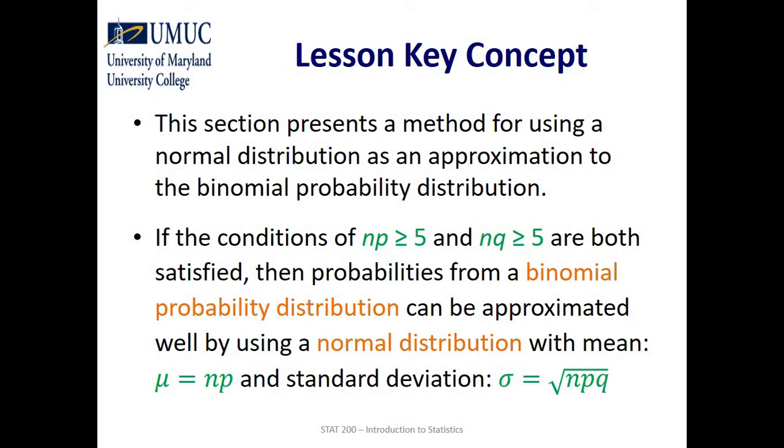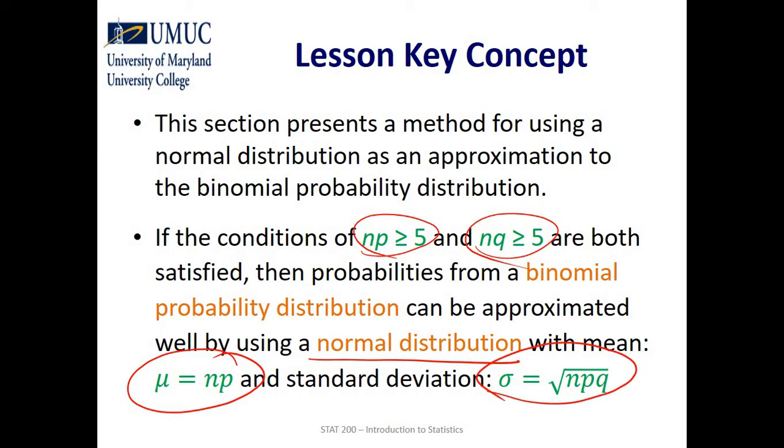We have a couple of requirements that must be satisfied before we can do this. The first is that np has to be greater than or equal to 5. In this case, n is the number of samples that we're looking at, and p is the probability of success in each trial. n times q also has to be greater than or equal to 5, where q is the probability of failure for each trial. If both are satisfied, then the probabilities from a binomial probability distribution can be approximated well using a normal distribution with the mean given by mu equals n times p and the standard deviation given by sigma equals the square root of n times p times q.